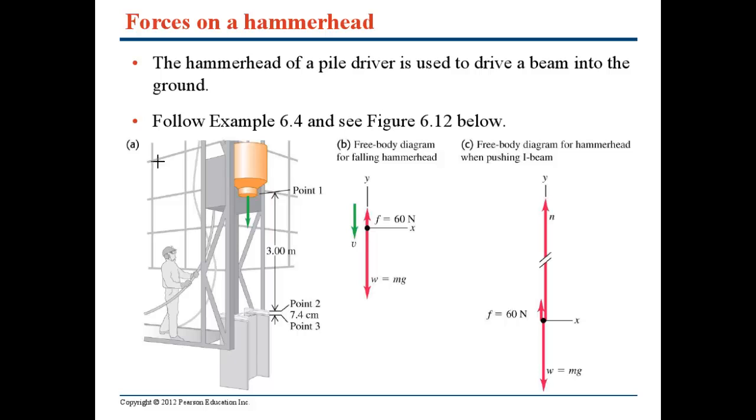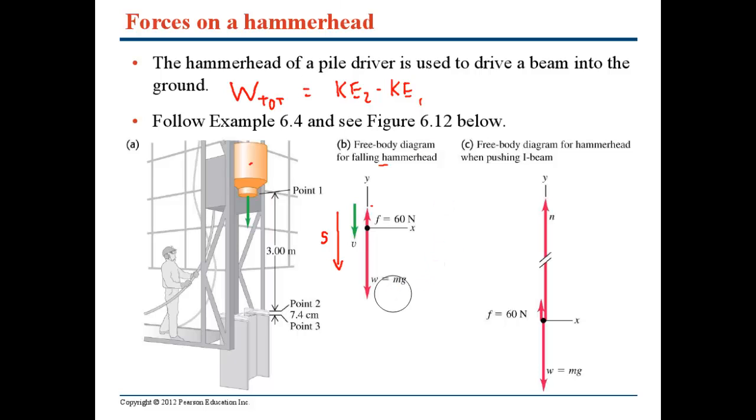Example 6.4 uses the same type of thing, where we want to say that our total work done to a system is equal to its change in kinetic energy, K2 minus kinetic energy 1. If we were to draw the free body diagram for this hammerhead right here, we know that when it is falling, it's always going to have its weight in the downwards direction. It's going to have a little bit of frictional force associated with it, and its displacement and its velocity are going to be in the downwards direction.